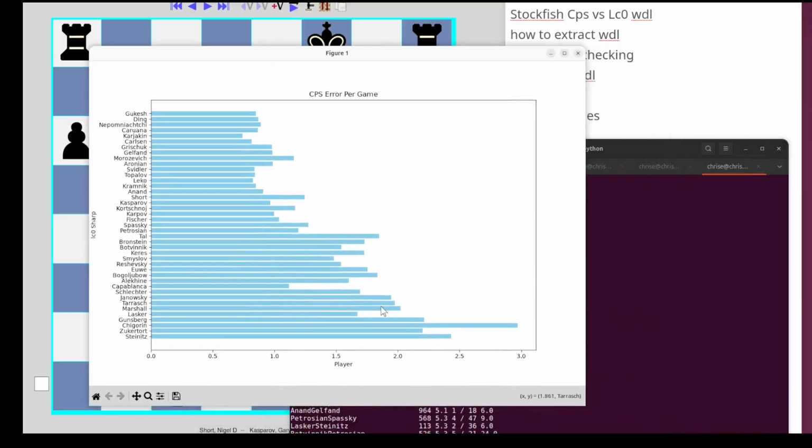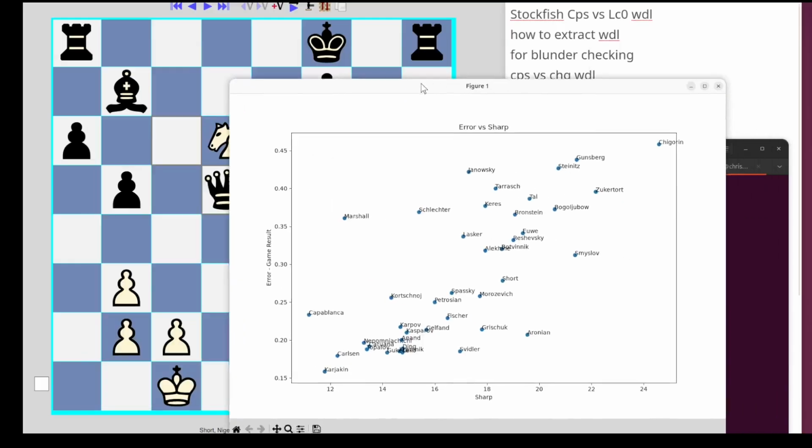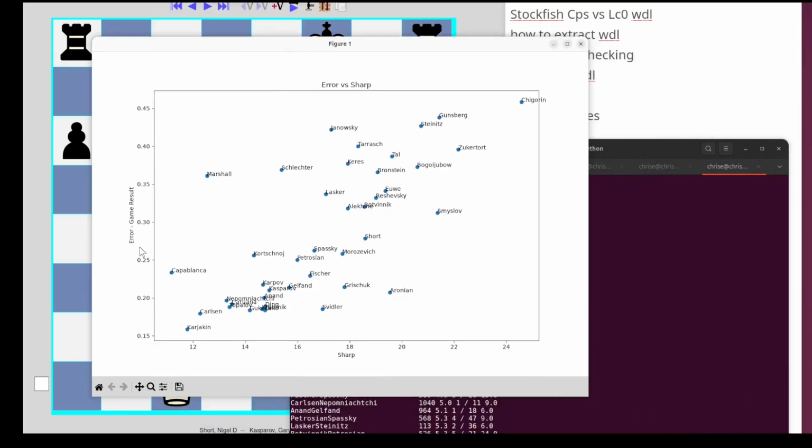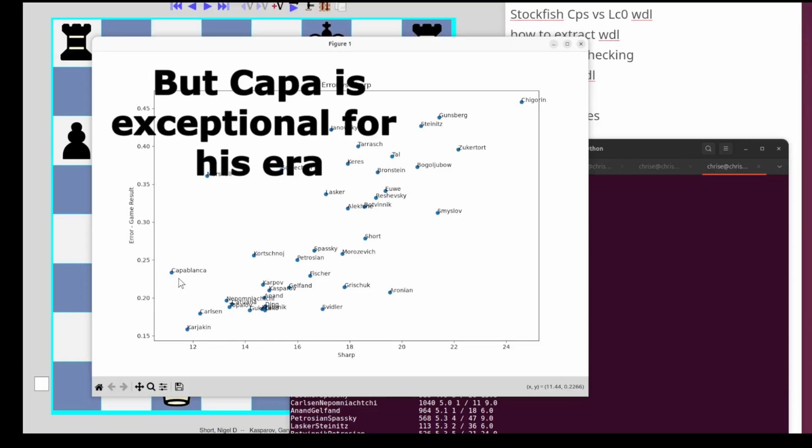And here's the centipawn error. I just redid that so that the previous set of charts would match these numbers. And then here is error in the game result, which is WDL versus sharpness. And you can see that reassesses it. Like we're saying, Short, very error prone, but actually given the sharpness of his positions, it's quite okay. So basically you want to be over this side of the chart, not over this side of the chart. So funnily enough, Marshall was before Capablanca.